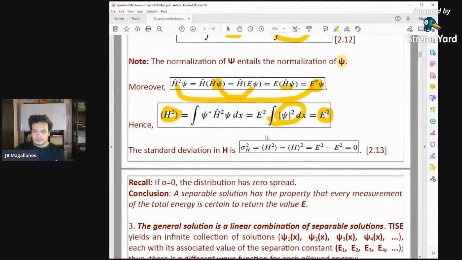So if you get the standard deviation of H, it is equal to 0. What does it mean if you have a zero spread? Zero spread means the expectation value is fixed. It doesn't vibrate or fluctuate around a point. It is really fixed.